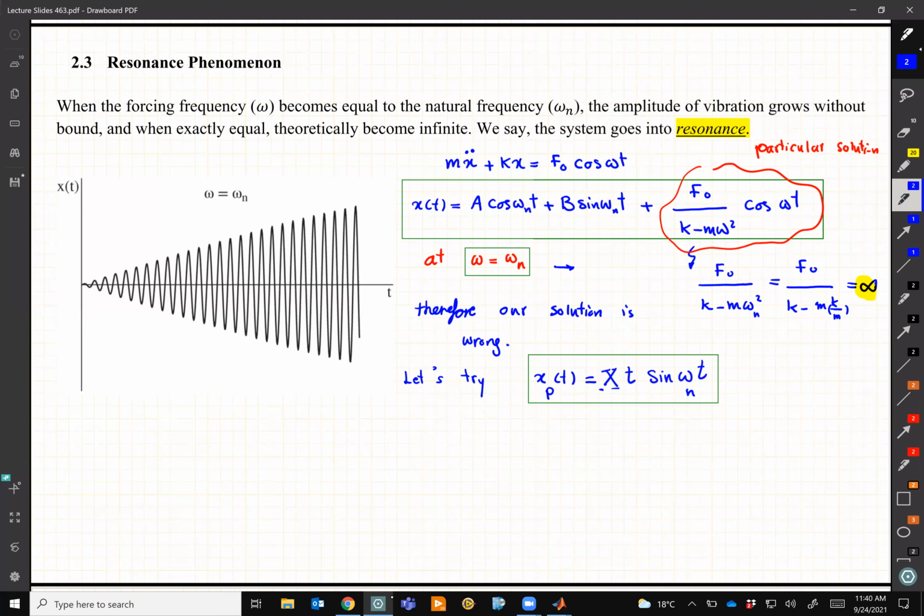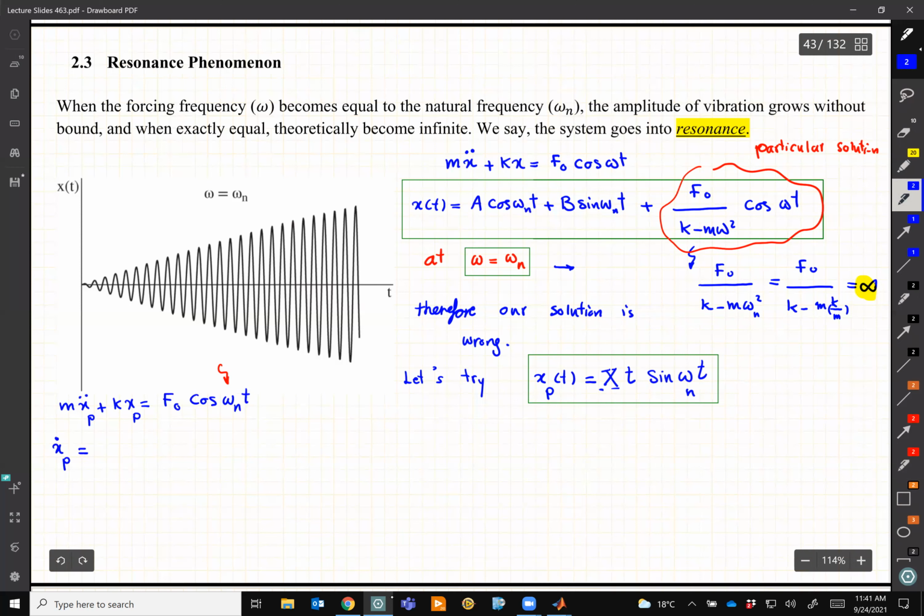I take the derivative and I put it in the equation to see what will happen. So this is my equation then: m x double dot plus k x equal to f0 cosine omega_n t. Remember, I replaced omega with omega_n, and I claim that x_p is the answer. So I need x double dot p and x_p. All right, I need to take the derivative of that.